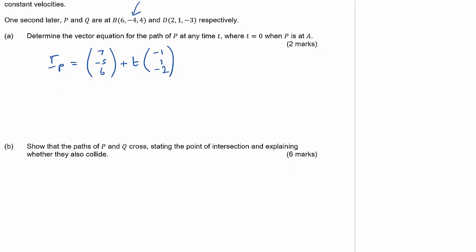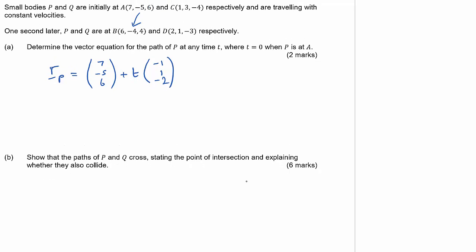Show that the paths of P and Q cross, stating the point of intersection and explaining whether they also collide. So RQ would be, well, it starts at 1, 3, -4, and its velocity is going to be 1, -2, 1.